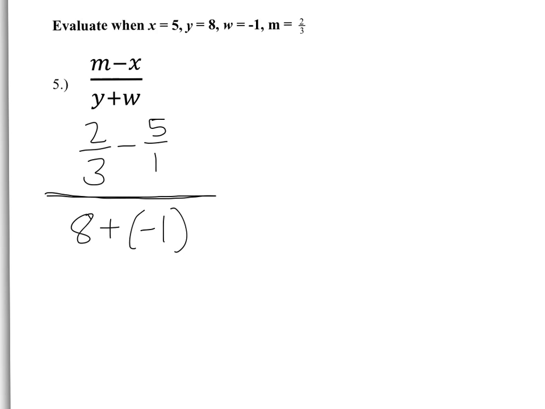So let's look at the top first. Don't freak out. We know how to do 2/3 minus 5 over 1. We need a common denominator. So I'm going to go ahead and say, all right, my common denominator has to be 3. So I'm going to leave the 2/3 alone. And the 5 over 1 is just going to give us 15 over 3 because we multiplied the top and the bottom by 3. So now the bottom, 8 plus negative 1, well that's easy. That's 7. So let's just go ahead and combine that.